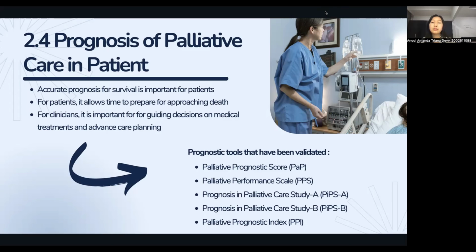Numerous prognostic instruments used in palliative care have received validation either in the hospital, hospice, or even community, such as the palliative prognostic score, which combines doctor estimation, clinical features of the patient, and blood tests; the palliative performance scale, which assesses patient functional status and ambulation activity. There are also the prognosis in palliative care study, or PiPS-A, where the evaluation is based on clinical observation, and PiPS-B requires additional blood tests. And the last one is the palliative prognostic index, which assesses oral intake, the presence or absence of dyspnea, edema, or delirium, as well as the PPS-based assessment.